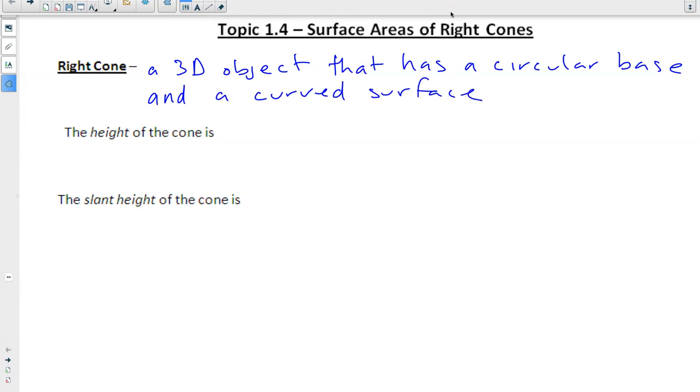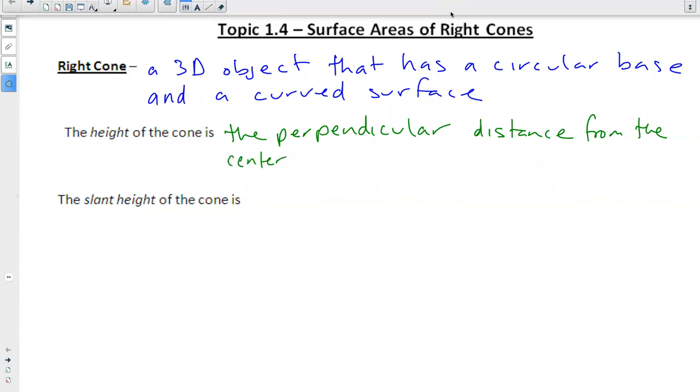Okay, so again, the height of the cone, similar to right angle pyramids, is the perpendicular distance from the center of the base to the apex. Before I go any further, I'm just going to go ahead and draw a cone here.